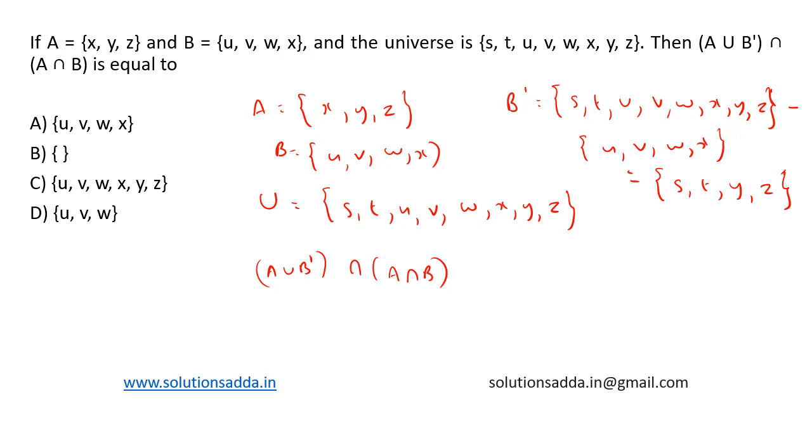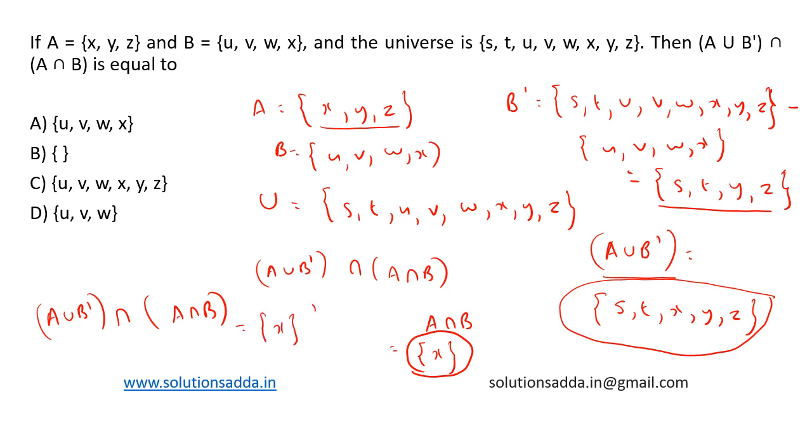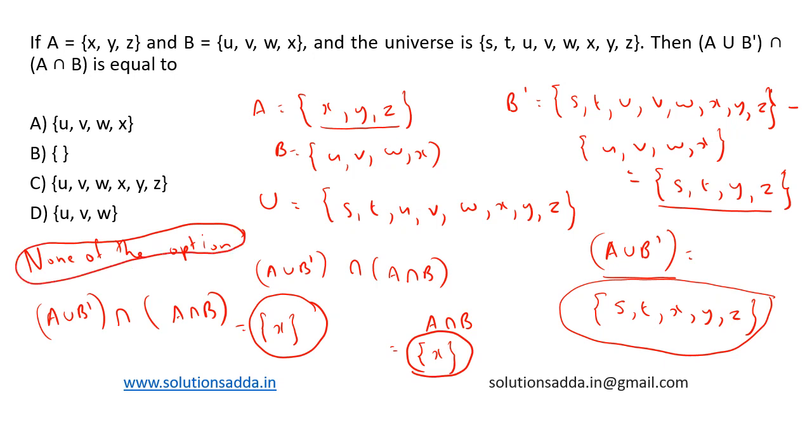Now in the question we have first to find A union B complement. We have B complement is this and this is A. So we are finding the union, which means we have {S, T, X, Y, Z}. This is A union B complement. Now the next point is A intersection B. We have X only in A intersection B. And the question is A union B complement intersection A intersection B. So in this intersection, we have only X. So this is the correct answer. But in the options, this X is not given. So none of the options matches here. The correct answer should be this, but the options mentioned here are not matching with the correct answer.